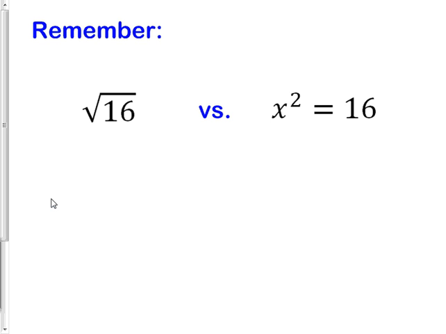Okay, so here we go. The square root of 16 is just 4. Sometimes people get confused and think that it's two answers, 4 and negative 4. But this sign right here means the positive, otherwise known as the principal square root. And the principal square root is the positive one. So when you see that sign, it is just 4.